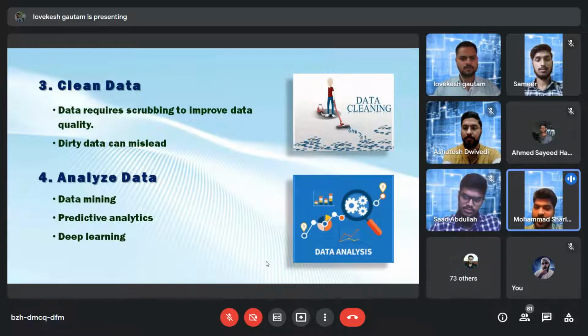Getting big data into a usable state takes time. Once it's ready, advanced analytics processes can turn big data into big insights. These big data analysis methods include data mining, predictive analytics, and deep learning.